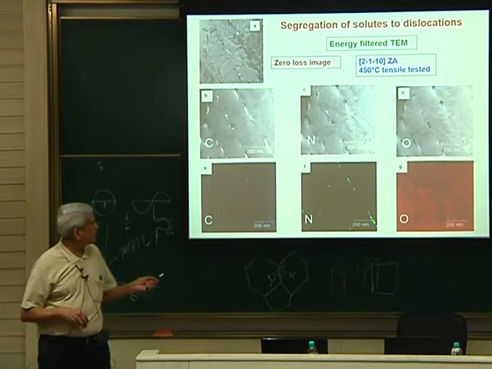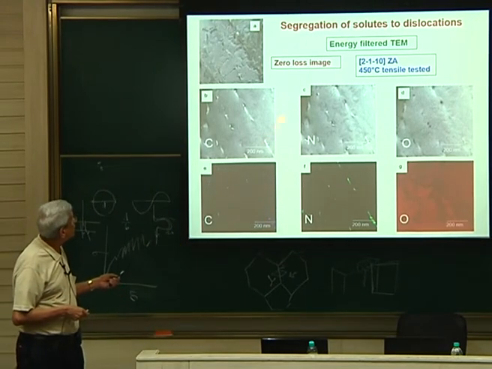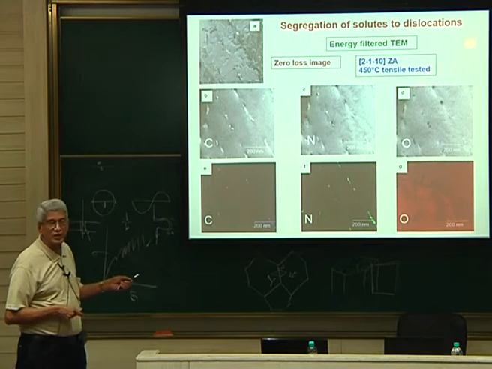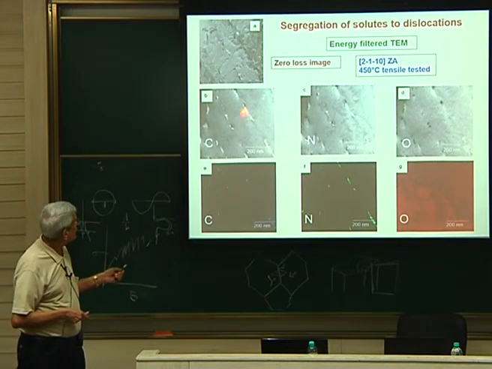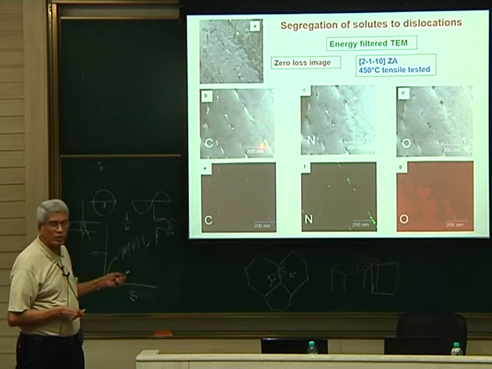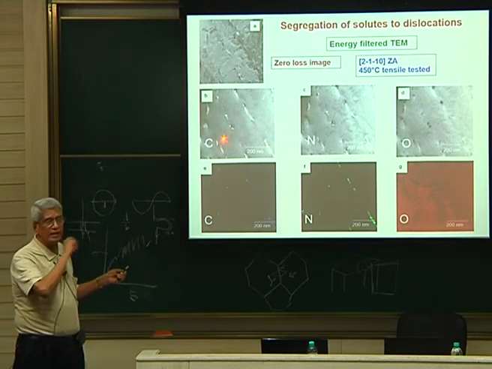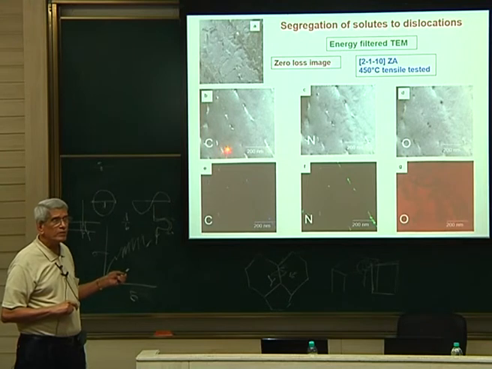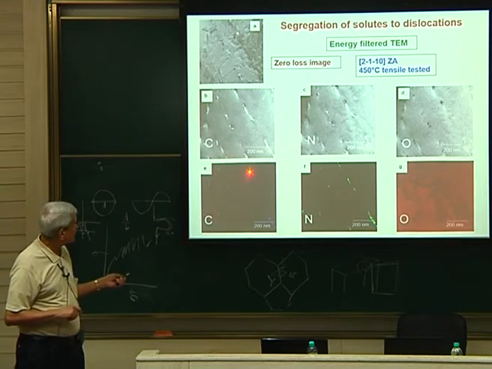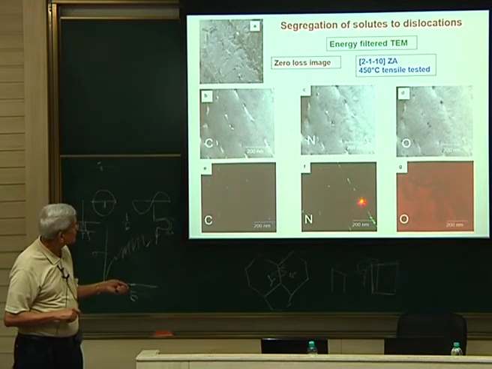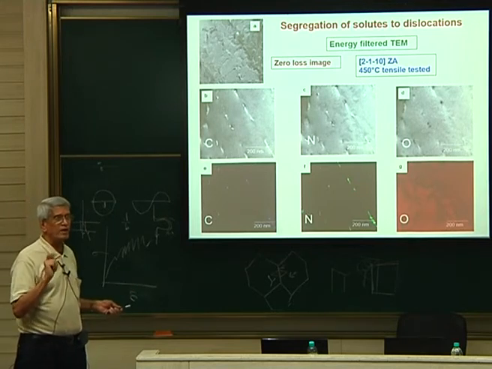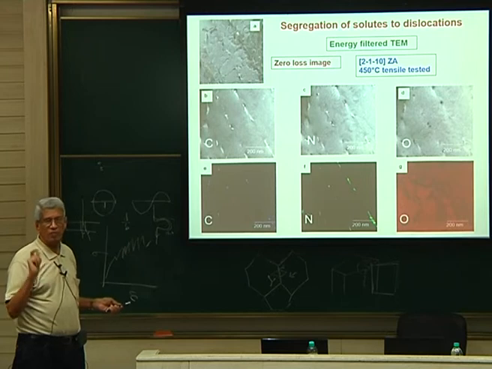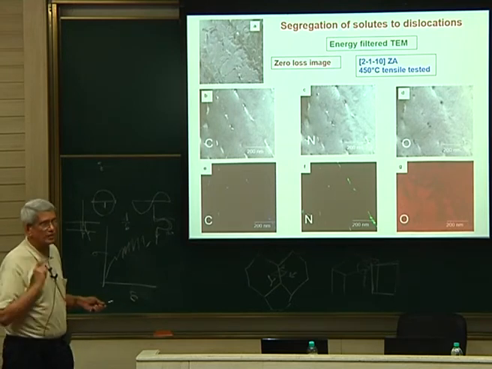in another sample which has been deformed at 450 degrees centigrade, a tensile tested sample. Here also you could see that on the boundary which contains dislocations, carbon has preferentially gone, in this case nitrogen has gone, oxygen has never gone. So we feel that essentially the carbon and oxygen are responsible for formation of an atmosphere around this alloy system and giving rise to serrated yielding.